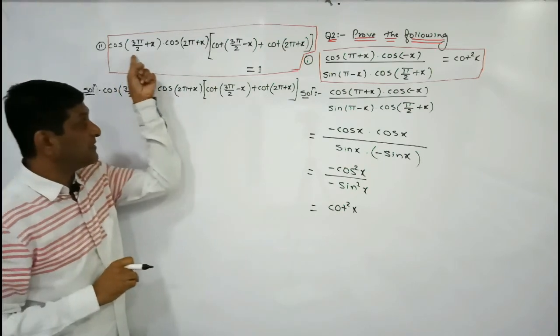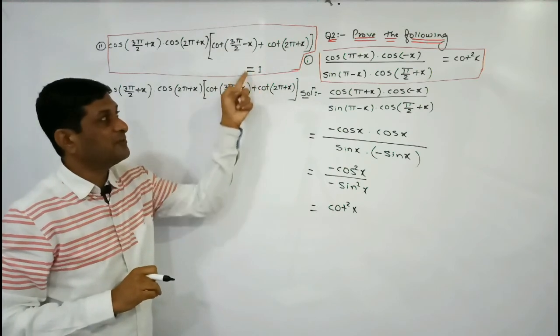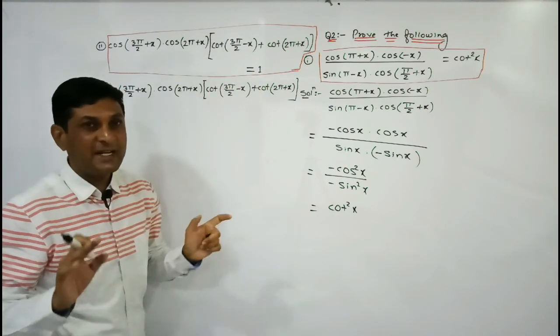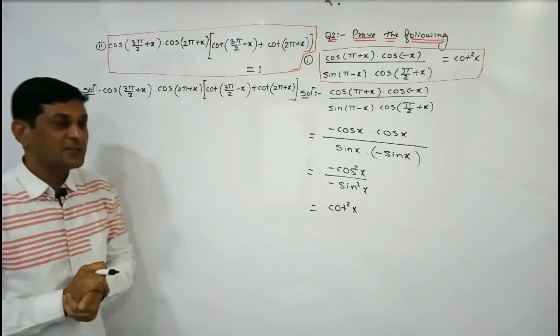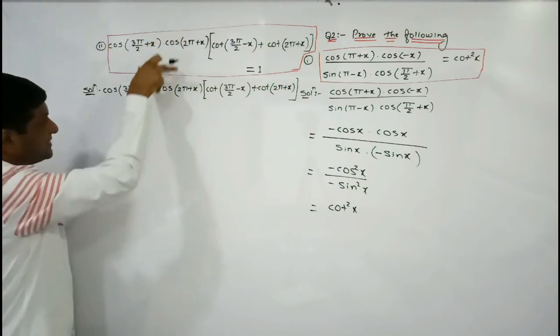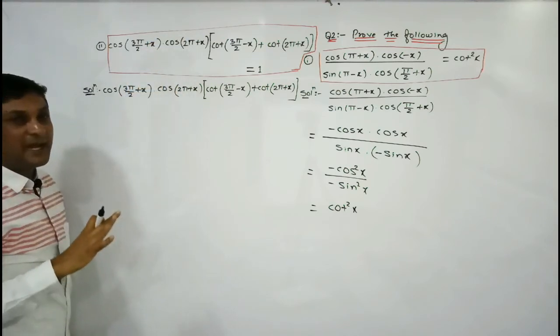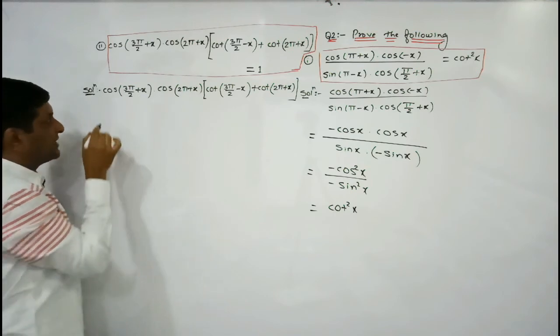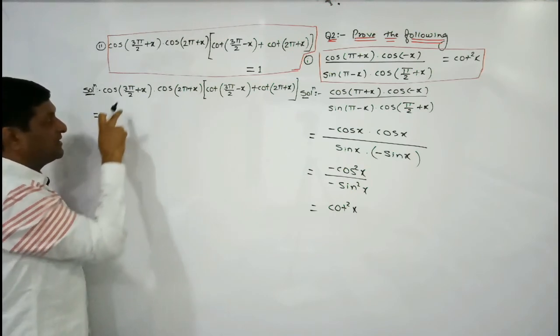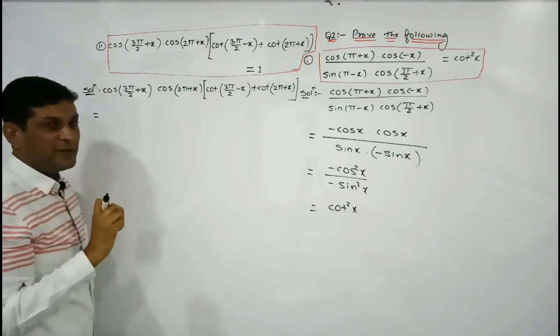In this case, this is the left hand side. Considering this left hand side, we have to show that its value is equal to the RHS, which will be equal to 1. So let us simplify this left hand side and try to get our required result on the right hand side. Here, 3 pi by 2. 3 pi by 2 means what?